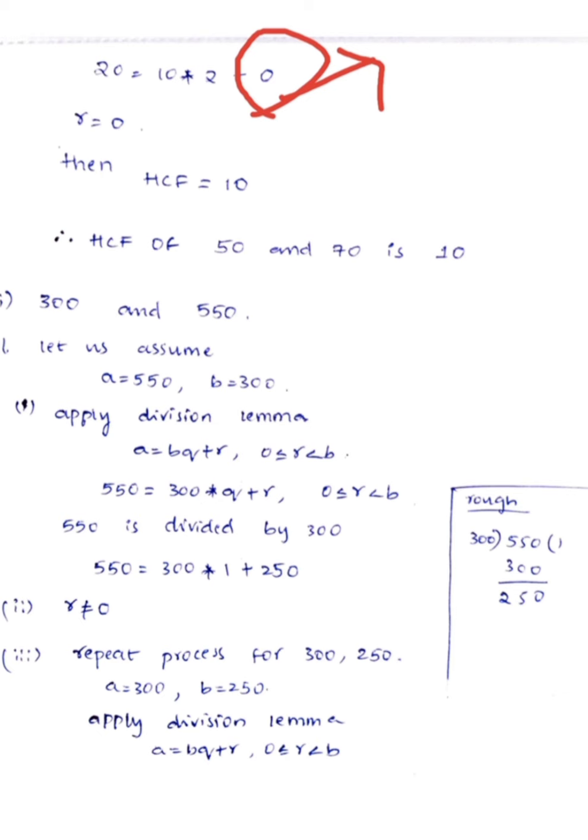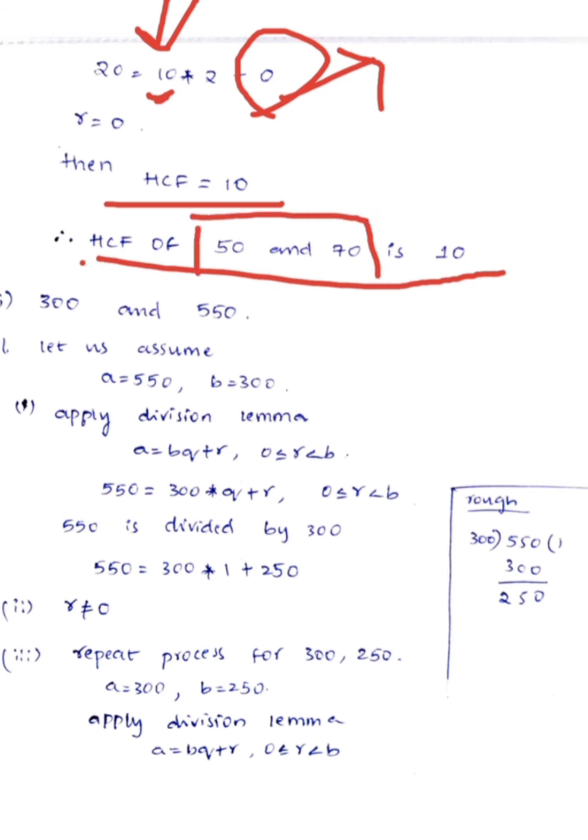So when you get r value as 0, immediately end the process and the HCF value is the b value. That is, whatever is in the place of b, that is the answer. So here HCF is 10. Now the HCF of 50 and 70 is 10.